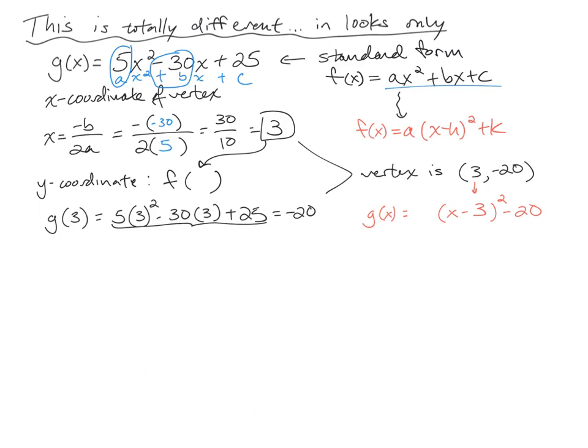Now you'll notice here we have f of x equals a(x minus h) squared plus k. So I have h, I have k. What is a? Well, it turns out a in vertex form is the exact same number as a in standard form. So the a that we started with is 5. The a over here will also be 5, which is nice. And there we have it. We have it in vertex form.